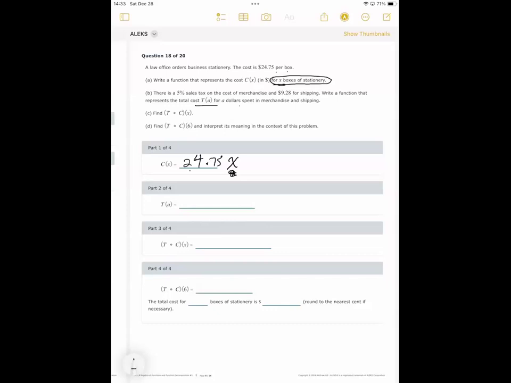The total cost T for dollars spent on merchandise and shipping. So there is a 5% sales tax. So the cost gets multiplied by 5%, cost times 5%. And how do I write 5%? You don't leave problems like that. You go 5% is 0.05.